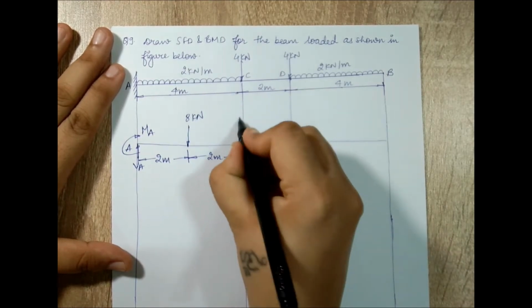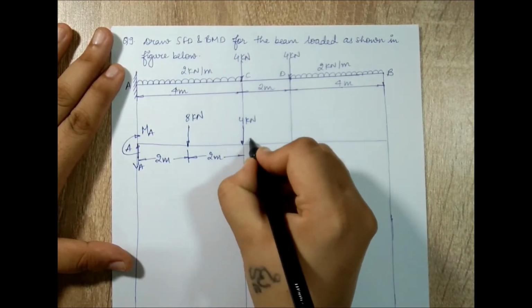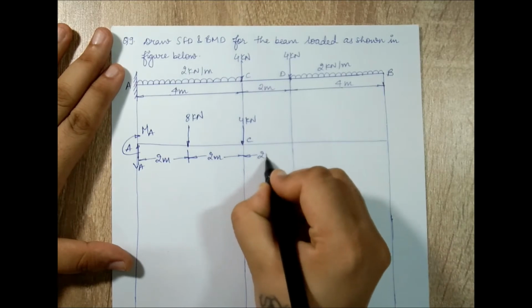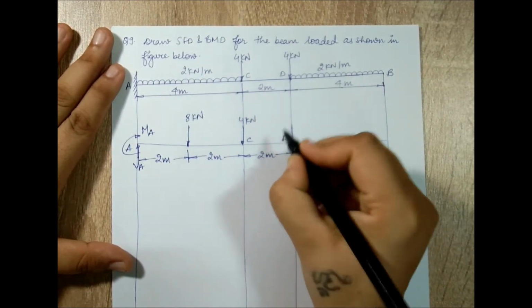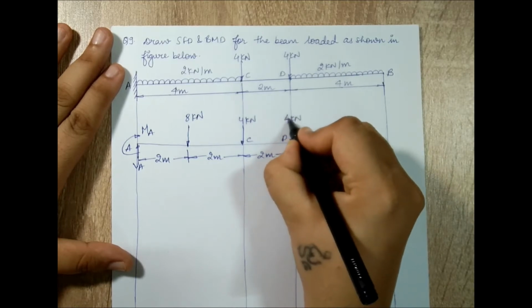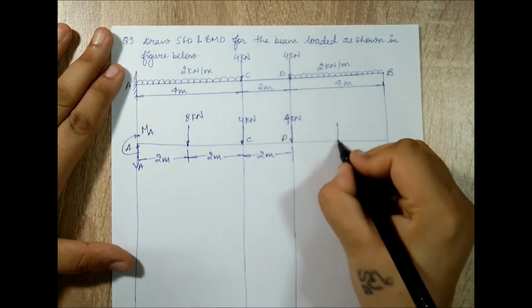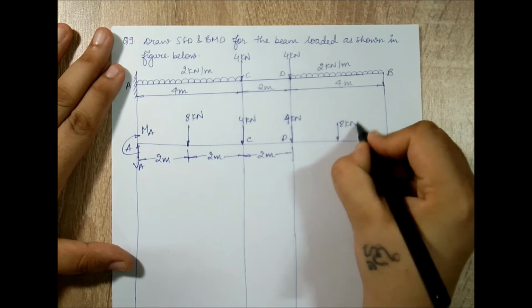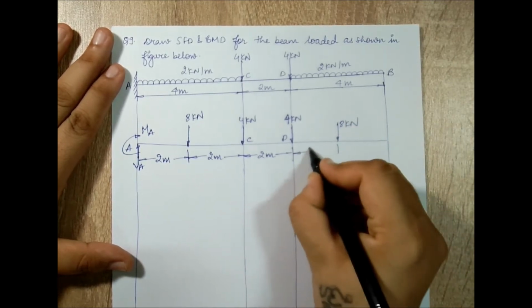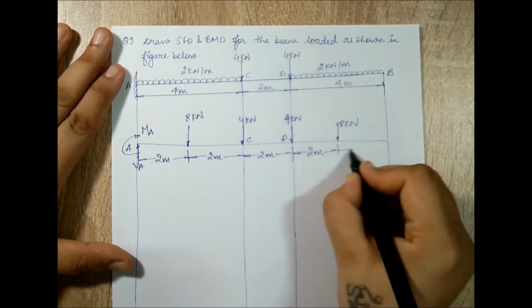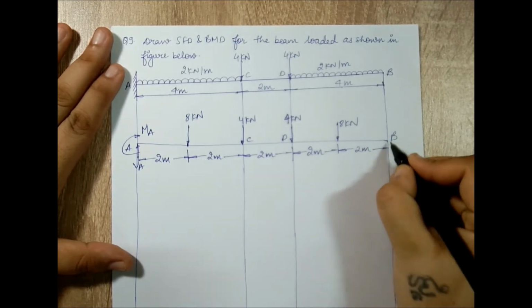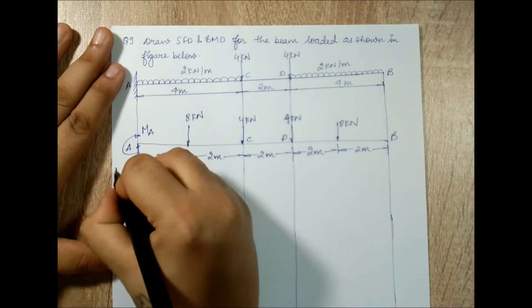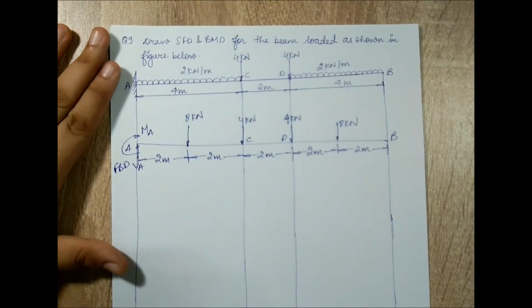Here there is a load of 4 kilonewton at point C. At point D there is a load of 4 kilonewton. This will again be 4 2s are 8 kilonewton at a distance of 2 meter. And here is my point B. So this is my FBD for the load diagram that is given.